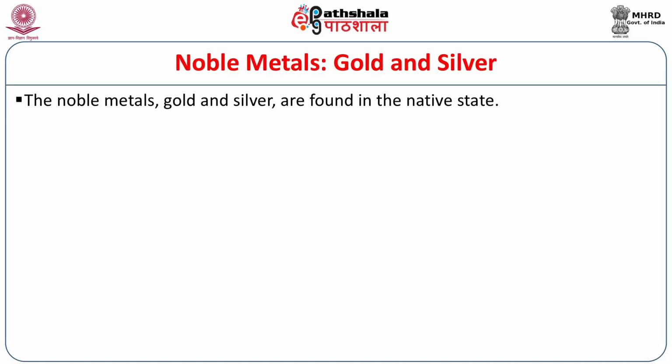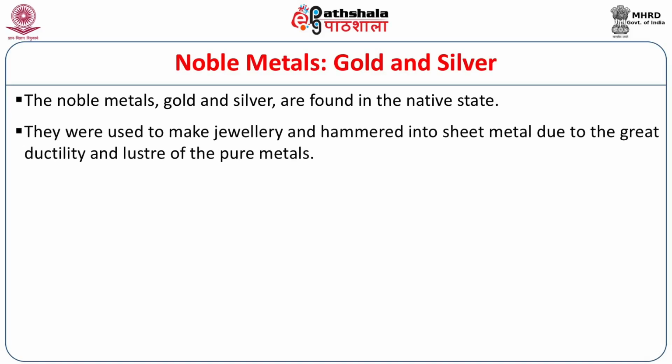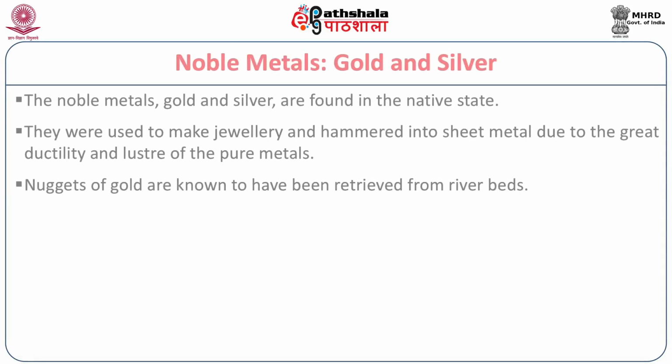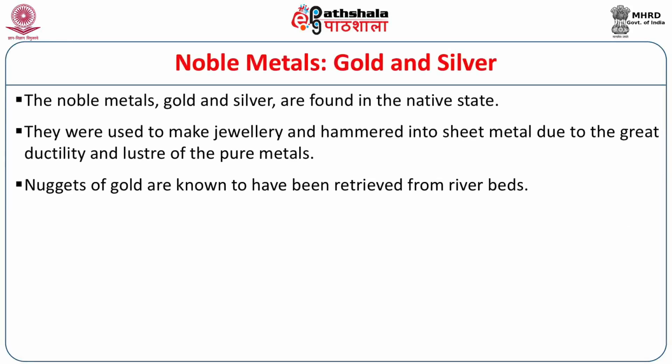Gold and silver, being noble metals, are found in the native state, and since they were rather soft and ductile and had a bright luster, they were used to make jewelry and also hammered into sheet metal due to the great ductility. Gold was uncovered in the alluvial form as nuggets from streams, whereby the hard rock gold was washed down the alluvial streams, and these sort of nuggets were retrieved from riverbeds.